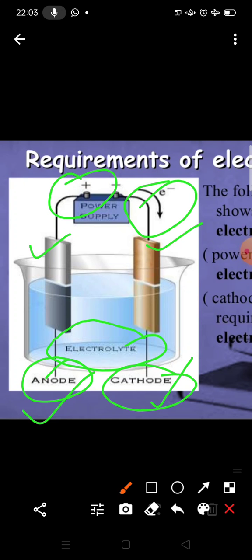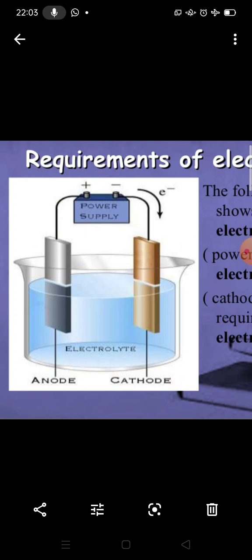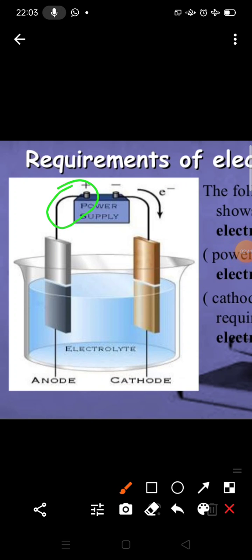Now you can see there is a battery also, the power supply. The battery provides the current supply. Electrodes are connected to the battery, these two electrodes. And we have discussed also the ions. What are ions? Ions are a group of atoms with positive charge or negative charge.